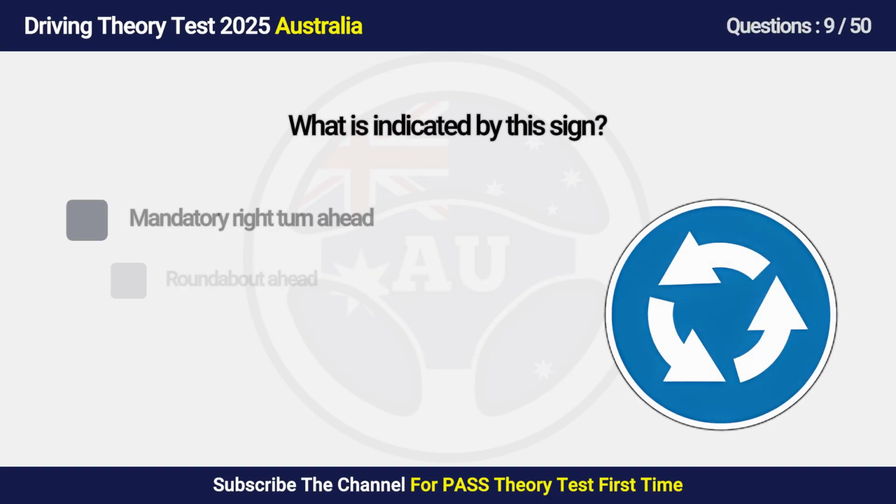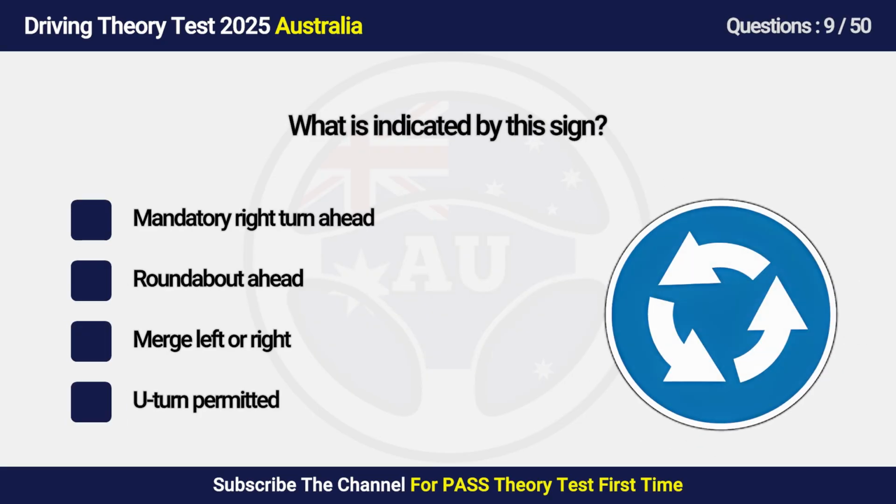Question 9. What is indicated by this sign? A. Mandatory right turn ahead. B. Roundabout ahead. C. Merge left or right. D. U-turn permitted.